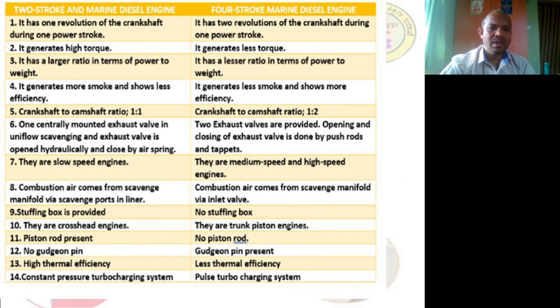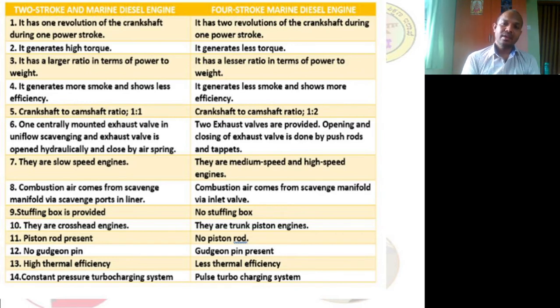Okay. Now high thermal efficiency is provided in 2-stroke engines, and less thermal efficiency is achieved in the 4-stroke engine. When you talk about the overall efficiency, the overall efficiency of the 4-stroke engine is more compared to that of a 2-stroke engine. A constant pressure turbocharging system is used, whereas here the pulse turbocharging system is used. Is it clear? And one more technical point which we have missed out here is a transfer port is present in the 2-stroke engine, whereas a transfer valve or port is not present in the 4-stroke engine. That is the first point.